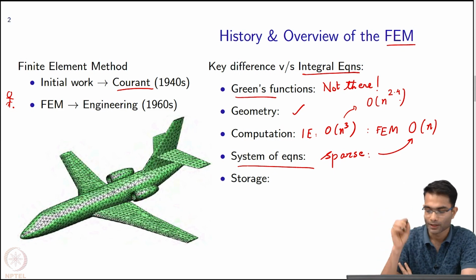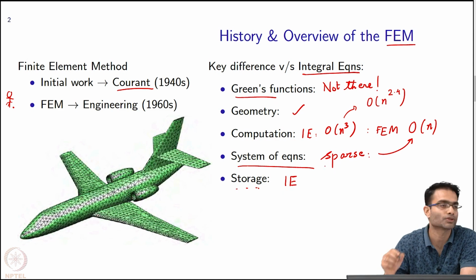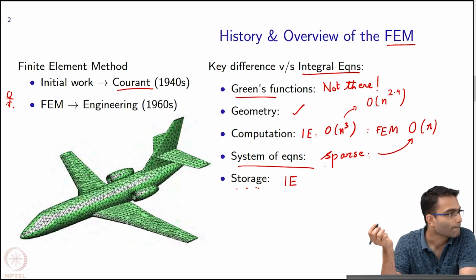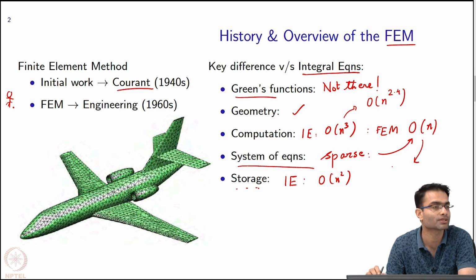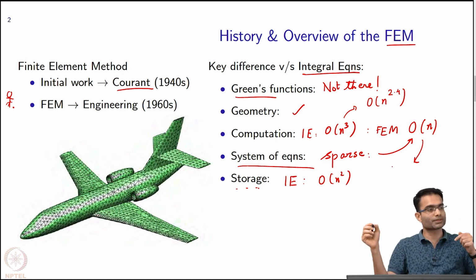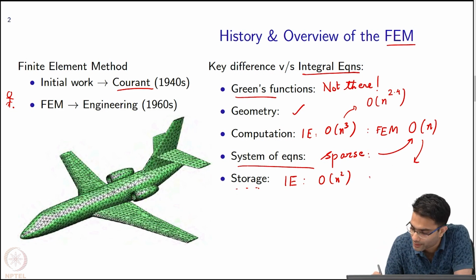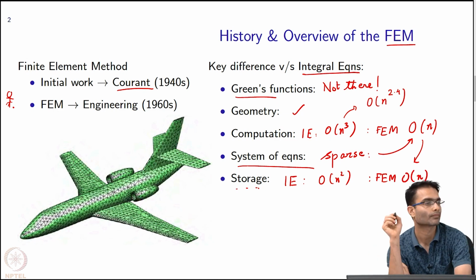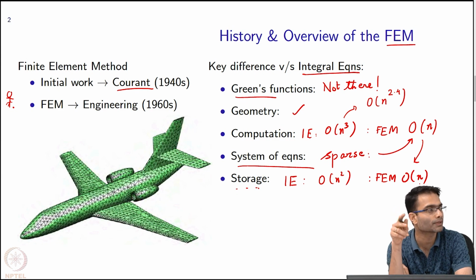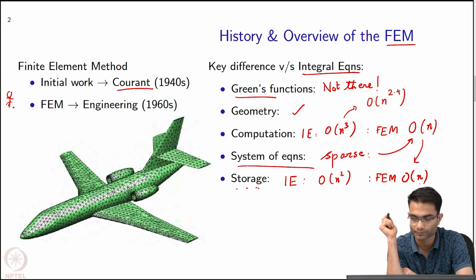Then the storage of the system of equations. In the case of integral equations, for storing an n by n system, how much memory do you need? N squared, right. So storage in integral equations was order n squared, whereas in FEM, because I have a sparse matrix, n equations, each equation sparse meaning very few entries are non-zero, the number of entries in FEM is again order n. So both in terms of storage and computation, FEM is a big winner.